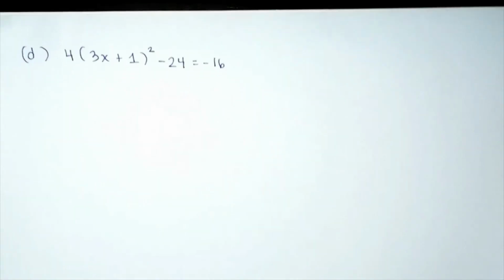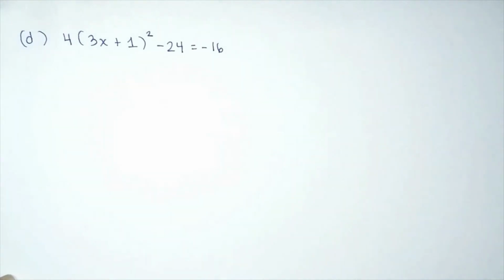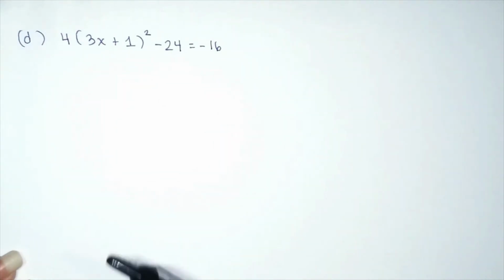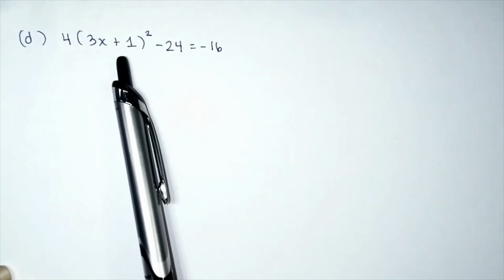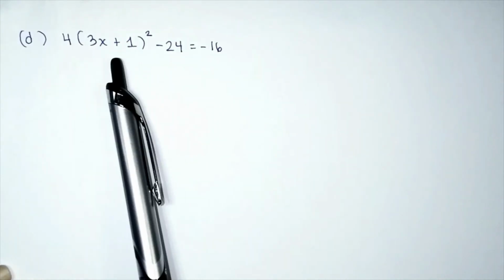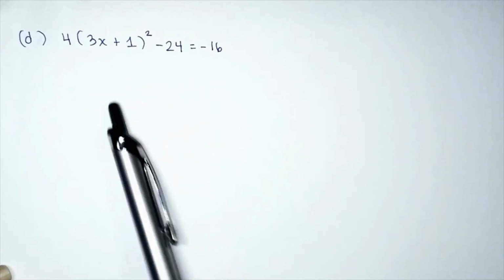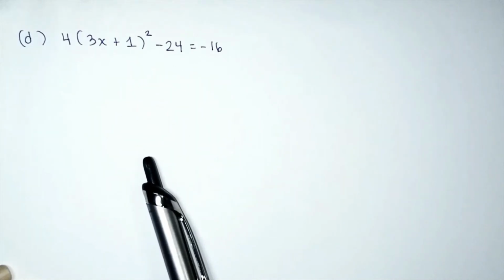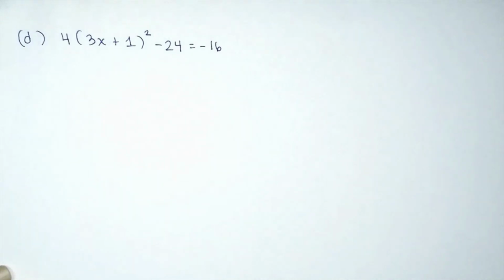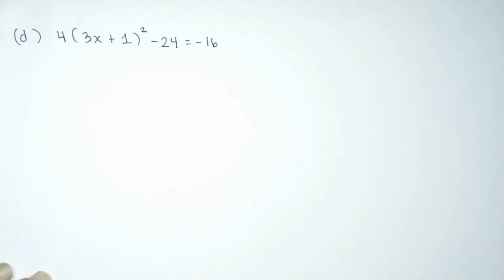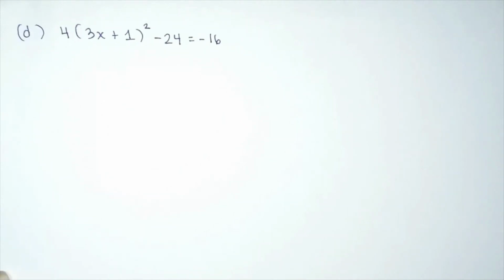Problem D. When you see problem D on a quiz, test, or homework, you have two options. Option 1, expand all factors. So square the 3x plus 1, distribute the 4, and then you hope that it's factorable. If it is, then you factor, and if it's not, you're going to have to take a pause and think of something else. But before we check to see if it's factorable, I'm going to ask myself, can I take a shortcut? Can I use the square root method?